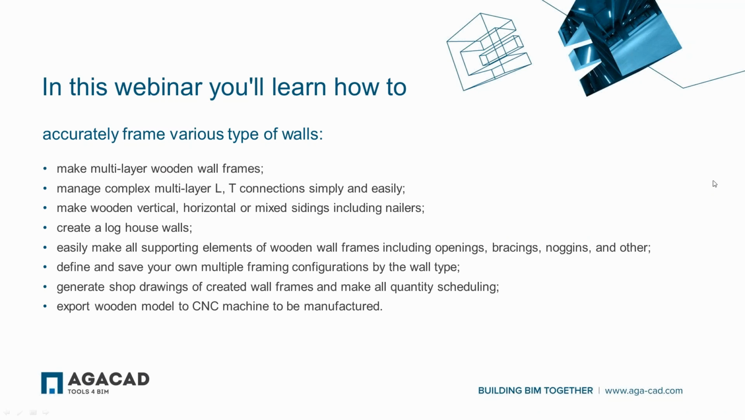Today you are going to learn how to easily frame multi-layer wooden wall frames and manage complex multi-layer L and T connections, then make wooden vertical, horizontal or mixed sidings, including nailers, then how to create a log house, then how to add additional elements into the wooden frame like bracings, additional noggins, then how to easily make your own configuration for different wall types, how to make shop drawings automatically, and how to export all this information into a CNC machine.